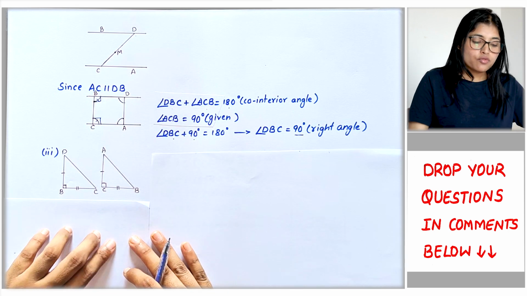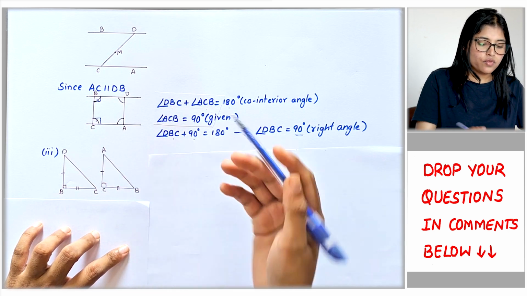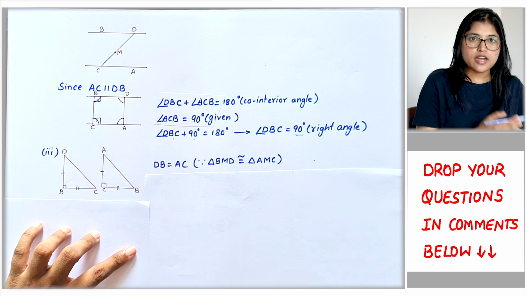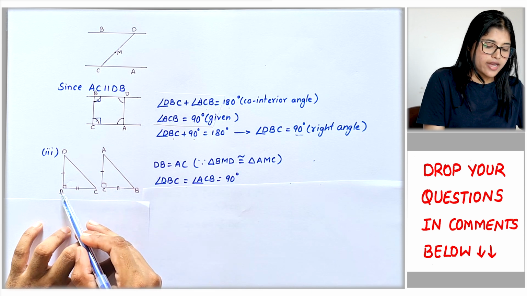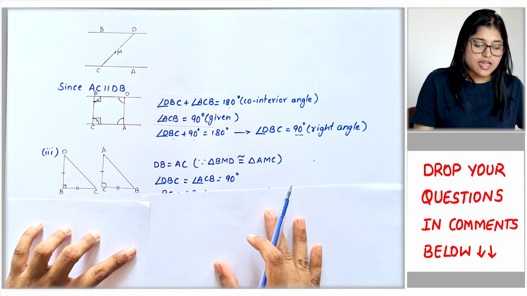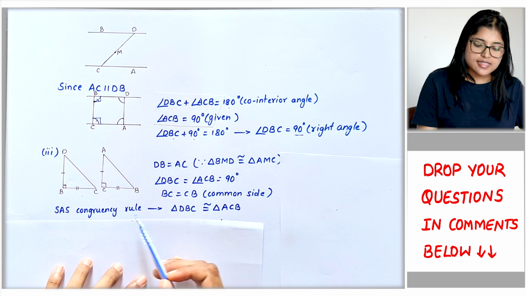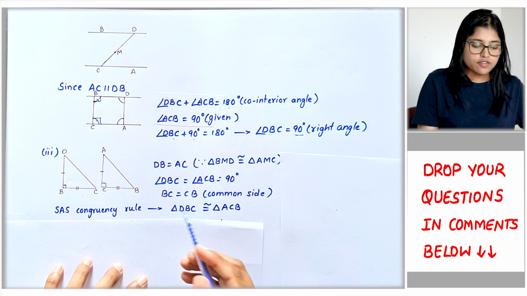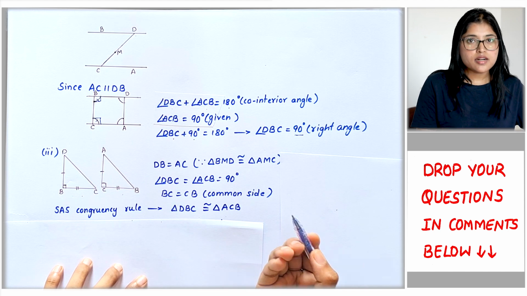So from this, I can find DBC by substituting ACB as 90 degrees, thus proving that angle DBC is also a right angle. Now moving to the third part, DBC and ACB over here, we know that DB equals AC, that we just proved, and angle DBC equals angle ACB, which is 90 degrees, and BC equals BC, which is the common side. Now from side angle side congruency rule, I can say that these two triangles, DBC and ACB, are congruent, which proves the third part of the question.